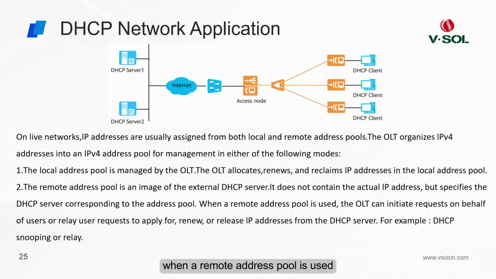When a remote address pool is used, the OLT can initiate requests on behalf of users, or relay user requests to apply for, renew, or release IP addresses from the DHCP server. For example, DHCP snooping or relay.